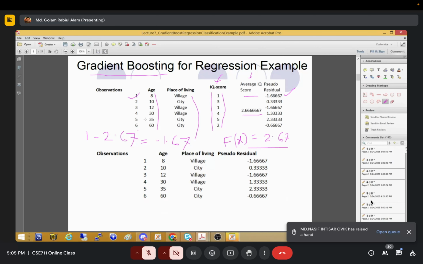And for the second observation, what we will get? We will get 3 minus 2.67, which is 0.33. Okay, 0.33. So this is 0.33. In this way, for all the observations up to 6, we have to calculate the pseudo residuals. Okay, these are our residuals.